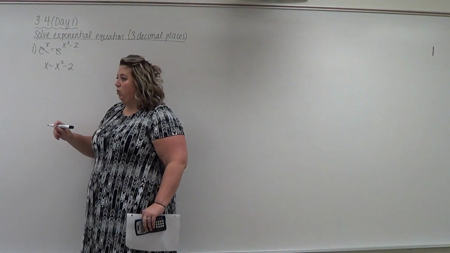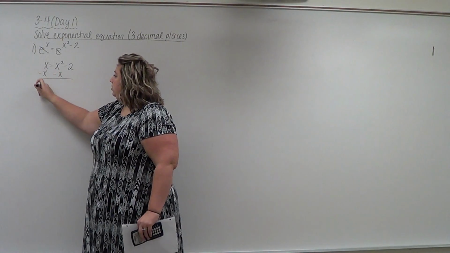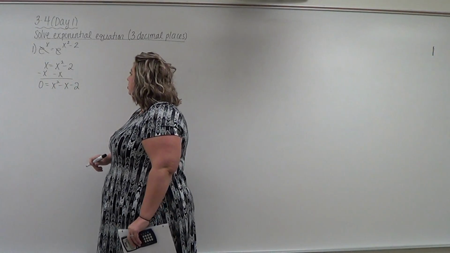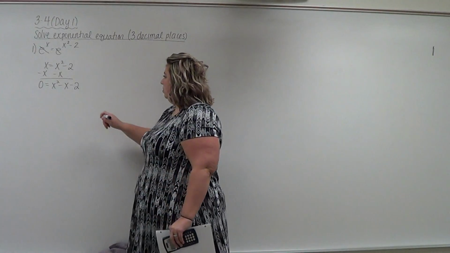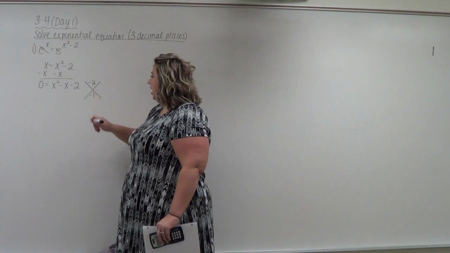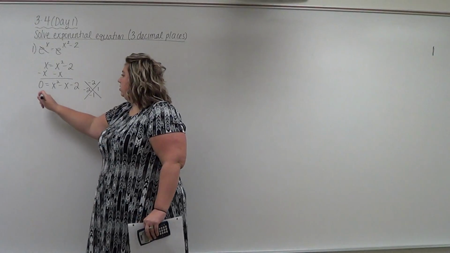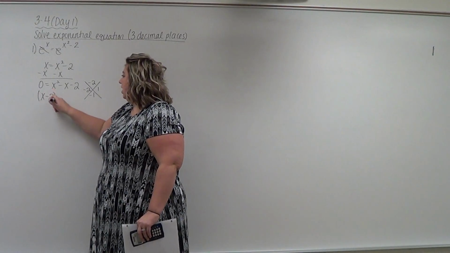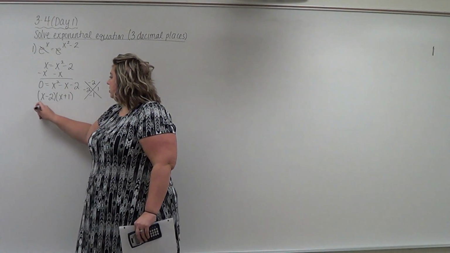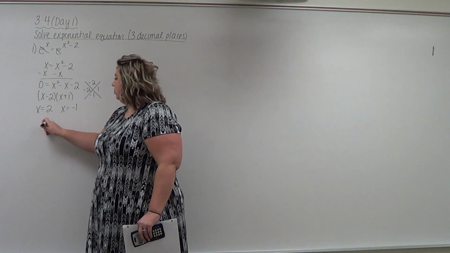Well, to solve this, you need quadratic, you get everything on the same side, so I would subtract x. So 0 equals x squared minus x minus 2. Then I would factor: multiply to get negative 2, add to get negative 1, be negative 2 and positive 1. So this factors into x minus 2, x plus 1. When I set those equal to 0 and solve, I get x equals 2, x equals negative 1.